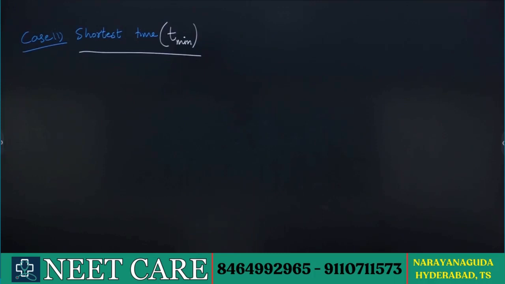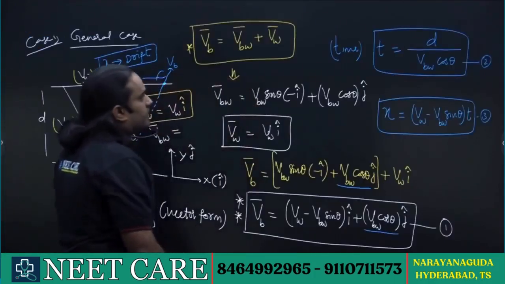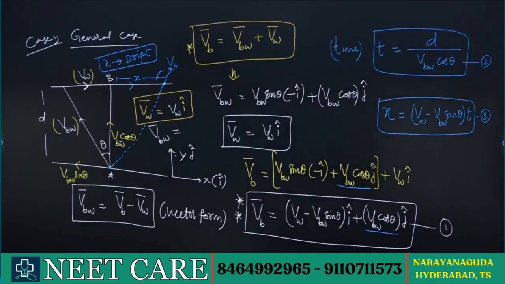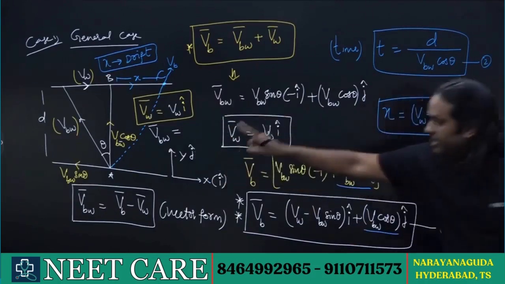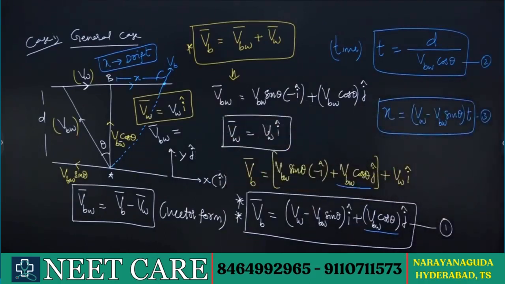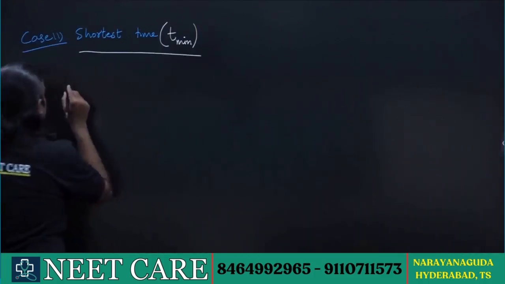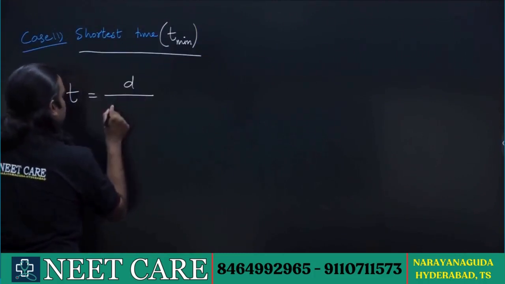So now let us see the condition. In the previous slide, we have seen the time taken to cross the river is d by VBW cos theta, where theta is the angle between VBW and AB. All this information you need to keep in mind. Your time is d by VBW cos theta. Right. So shortest time means first try to take the time. Time we have seen in the previous slide as d by VBW cos theta.